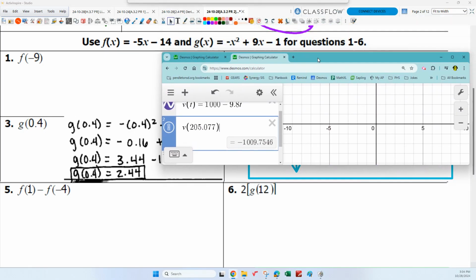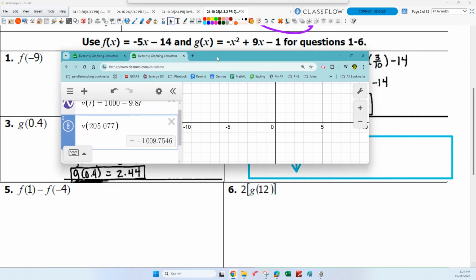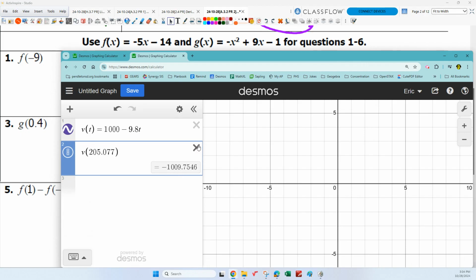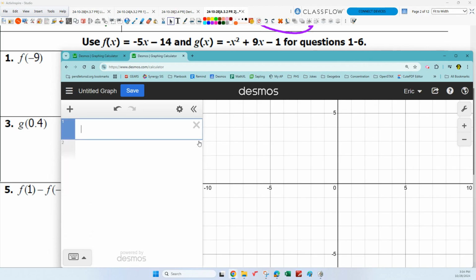So I've got Desmos graphing here. If I want to do number 3, what do I do? Okay, but before I can do that, what do I have to do? Okay, good.